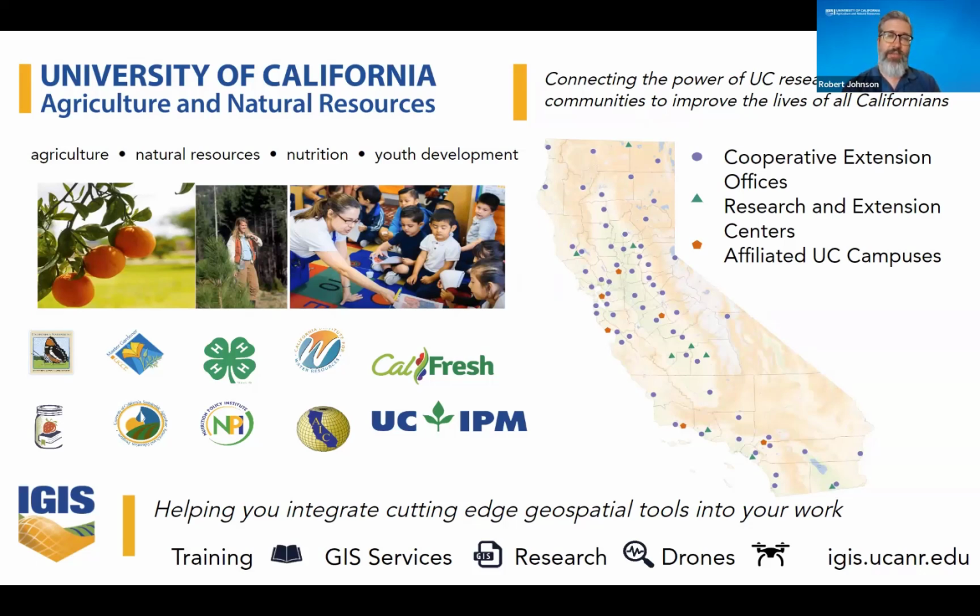So we are one of the statewide programs under the ANR umbrella, Informatics and GIS. You might be familiar with some of the other statewide programs like IPM, the Master Gardeners, 4-H, and we're all just part of ANR, trying to work with the communities in California and make this a great place. We have cooperative extension offices in every county in the state, minus Alpine County, as well as 9 research and extension centers spread up and down the state from Oregon border to the Mexico border, and a number of affiliated UC campuses as well.